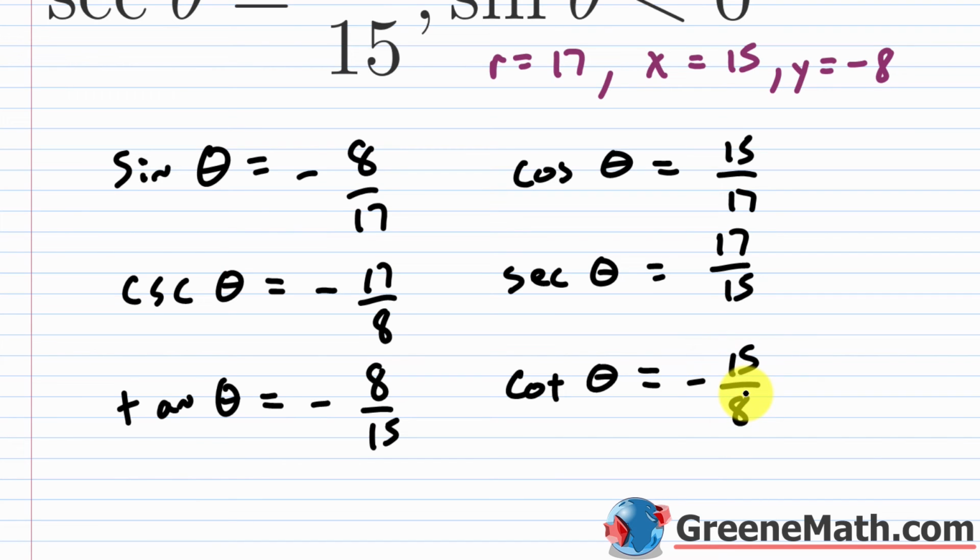We have the sine of theta is negative 8 over 17. The cosine of theta is 15 over 17. The cosecant of theta is negative 17 over 8. The secant of theta is 17 over 15. The tangent of theta is negative 8 over 15. And the cotangent of theta is negative 15 over 8.